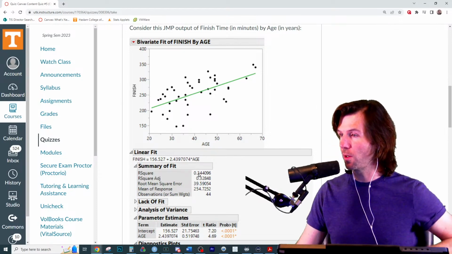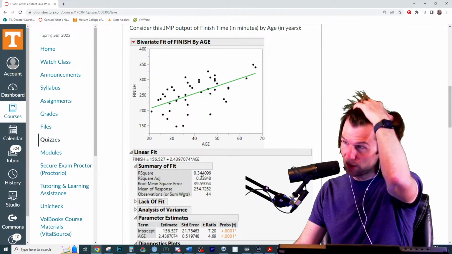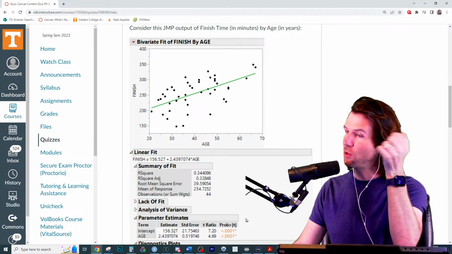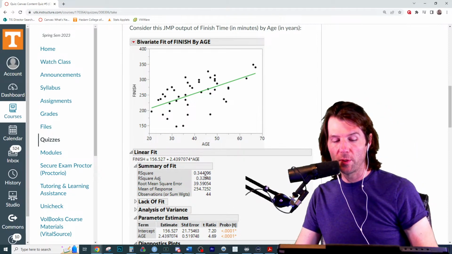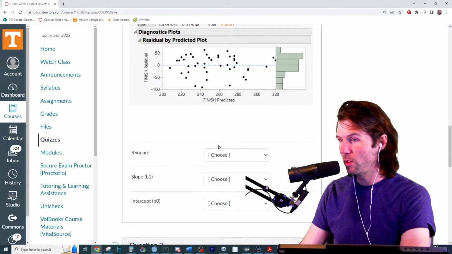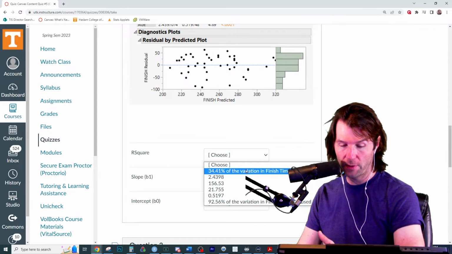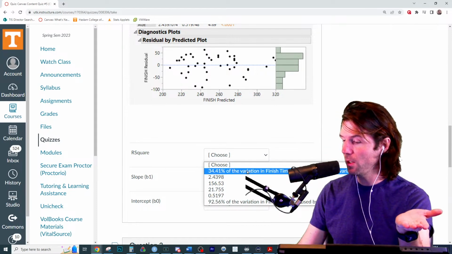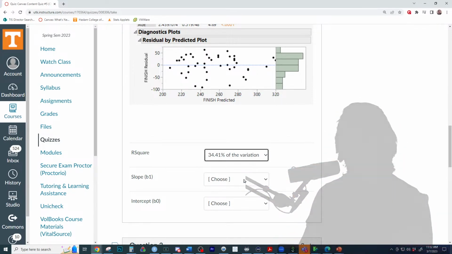And then next, interpret the R squared. For blank percent of the variation, Y is explained by the variation in X. So 34.4% of the variation in finish time is explained by the variation in age. What does it want us to do? It wants the R squared. 34. Look at that. We even get an interpretation. Nice job right there.